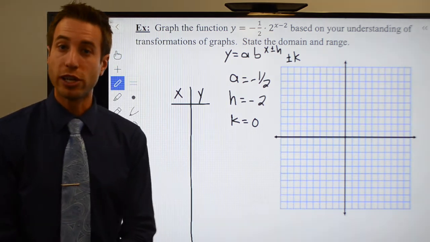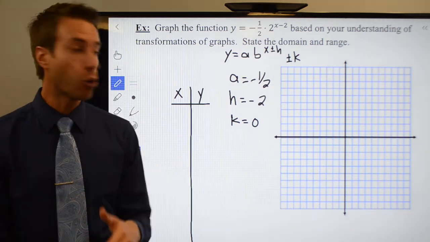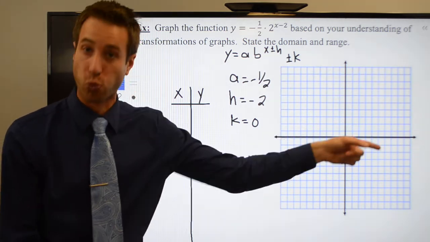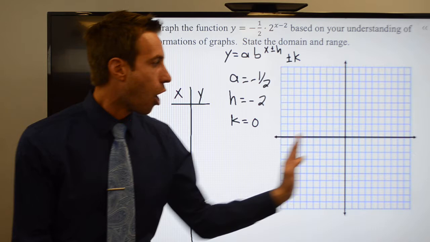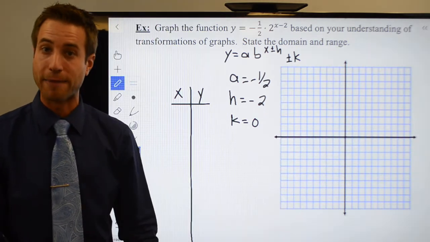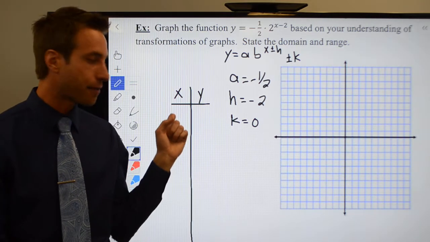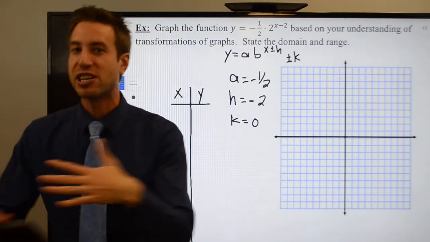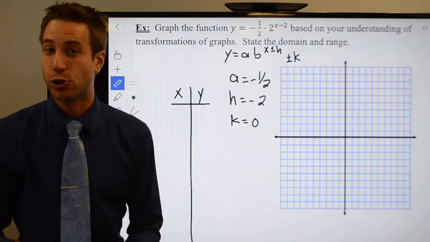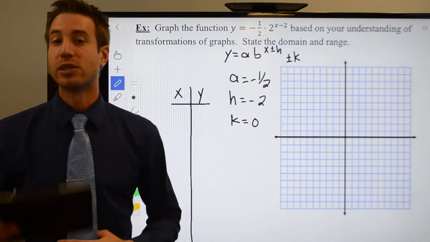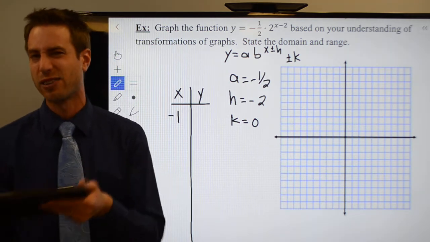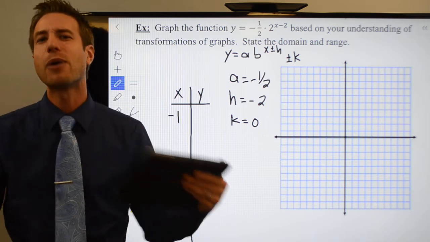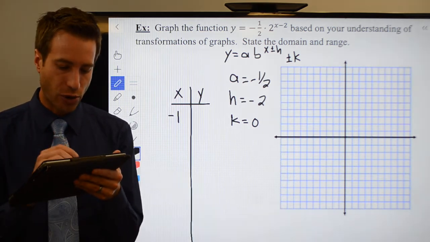All right, now here's what I want to do. I know that my whole graph has been shifted to the right. Positive, because h is negative, I go the opposite direction, 2 units to the right. So instead of using negative 3, negative 2, negative 1, I'm going to shift my table by 2 units as well. So instead of starting at negative 3, I'm going to start at negative 1, right? I'll just shift over 2 units. That way I get data points that I'll actually be able to graph.